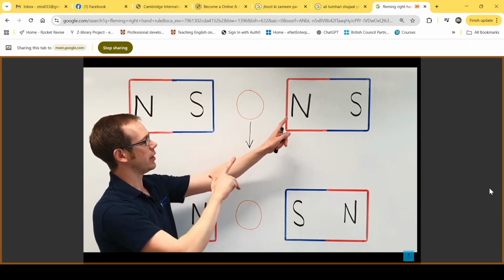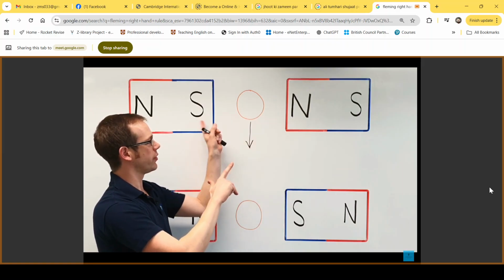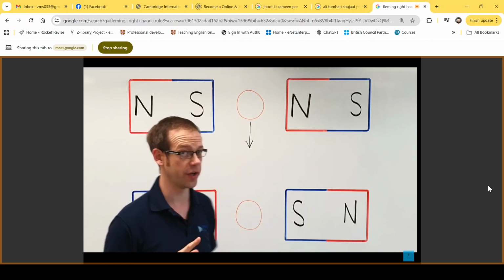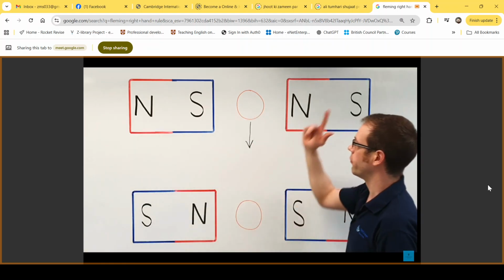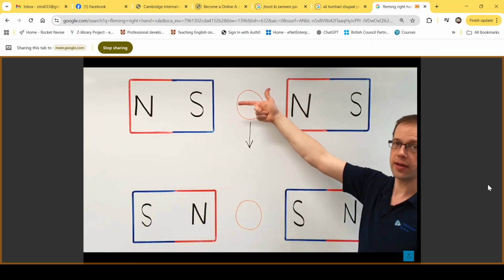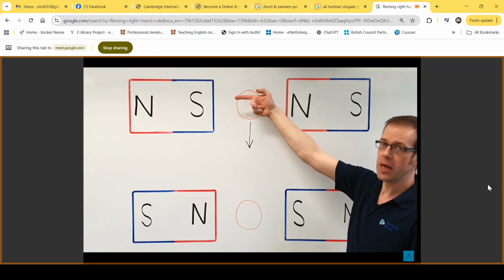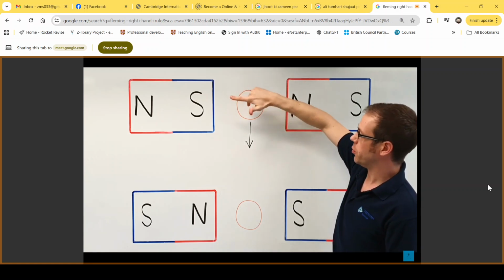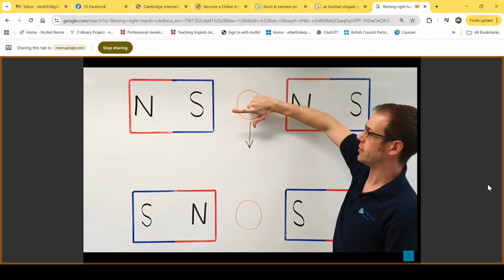So we know that the lines of magnetic flux go from north to south, and we've got our first finger flux or first finger field. So that's going to go from north to south in that direction. And then your thumb is the movement of the conductor. In this case, the conductor is moving downwards like that. So the conductor is going to move down, okay?